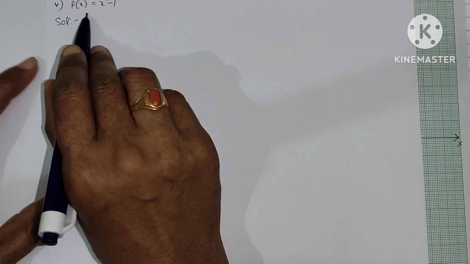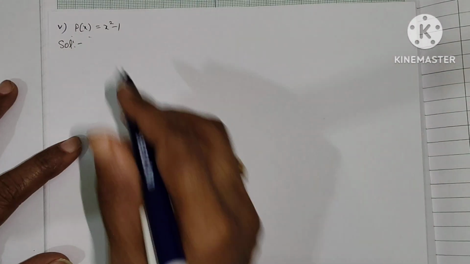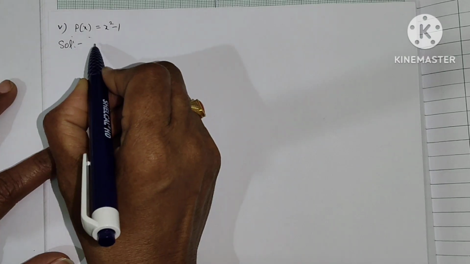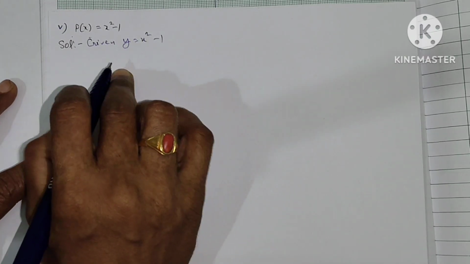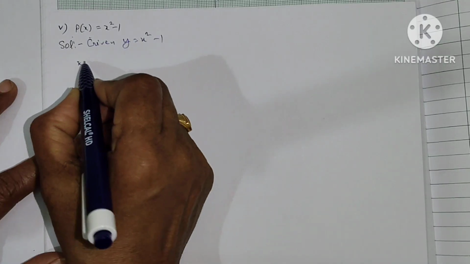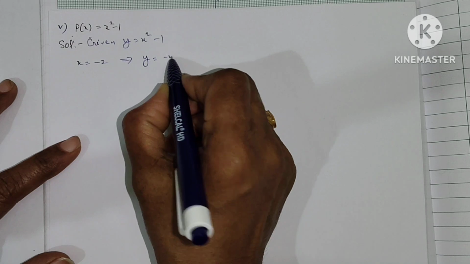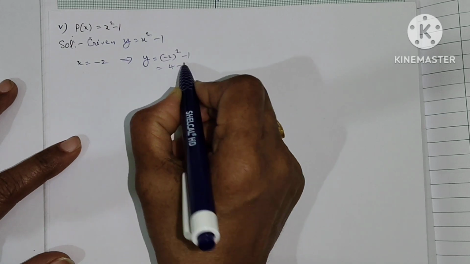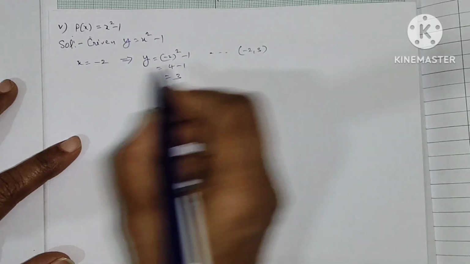Next, the fifth one, p of x equals x square minus 1. So the given equation is y equals x square minus 1. So here we write the points. First, x equals minus 2. X equals minus 2 means y equals minus 2 whole square minus 1, so 4 minus 1 equals 3. So minus 2 comma 3 is the point.